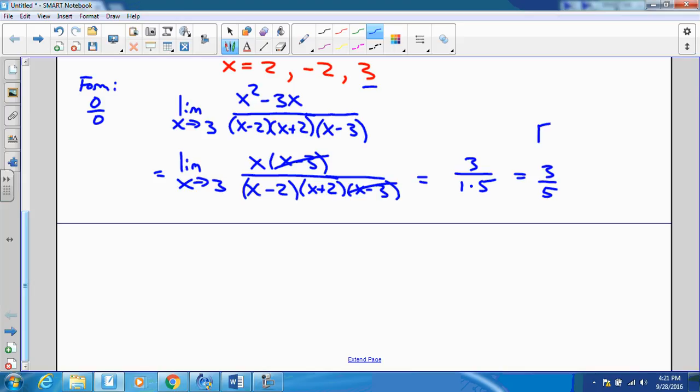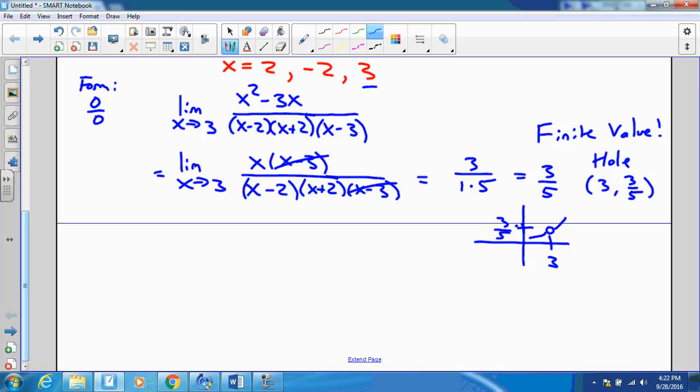What does this mean about our graph? Because I got a finite value for the limit, that indicates that as x is close to 3, the y values are going to be close to 3/5. But right when my graph gets to x equals 3, pop, I divide by 0, and the graph fails to exist right at x equals 3, and then it keeps on going from there. In other words, my graph has a hole. The coordinates of that hole are at x equals 3 and y equals 3/5. Whenever my limit gives me a finite value, the graph will have a hole at that point.